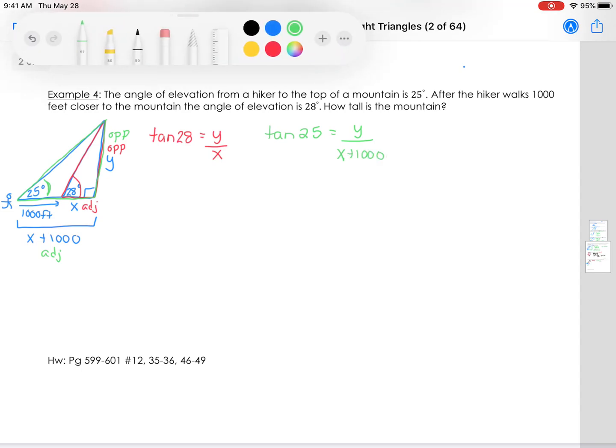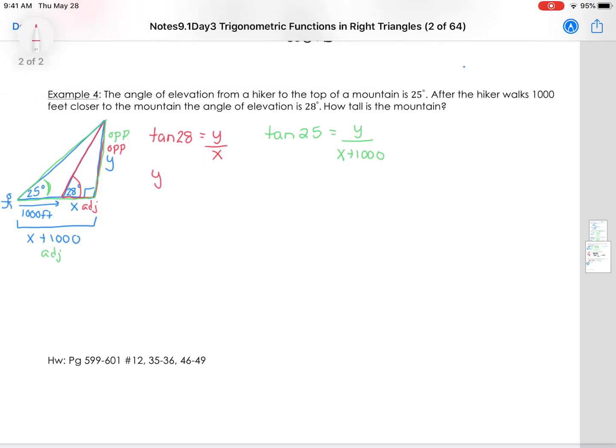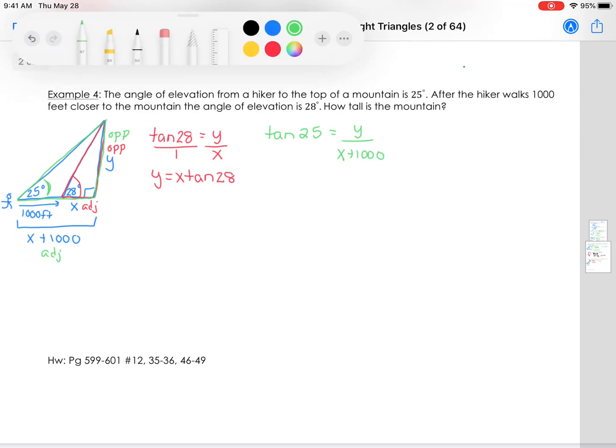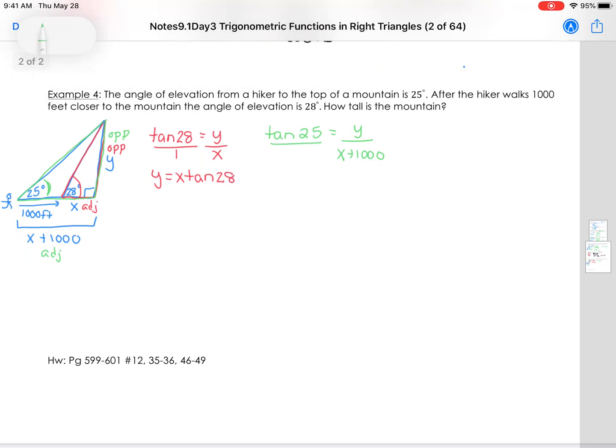Now you look at both of those equations and you say, okay, they both have an x and they both have a y, but the y is the one that's totally by itself and nothing is being done to it like in the x. So what we're going to do is solve for y. If I make a proportion and cross multiply, y is equal to x times the tangent of 28 in the first one. In the second one, if I again cross multiply, I get y equal to x plus 1,000 times the tangent of 25. Now what you have to do with this one is distribute.